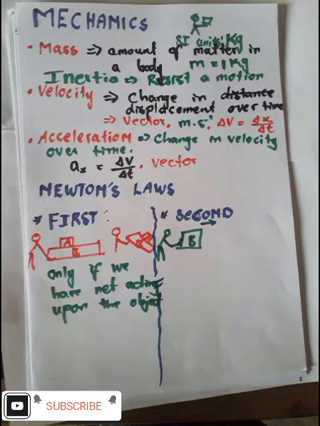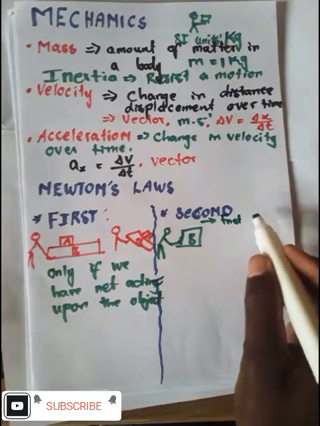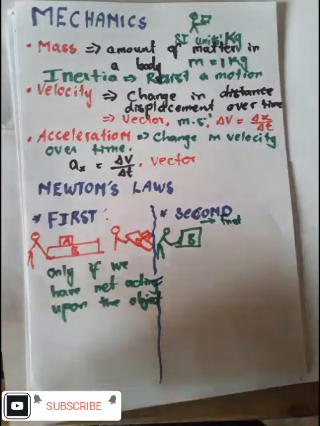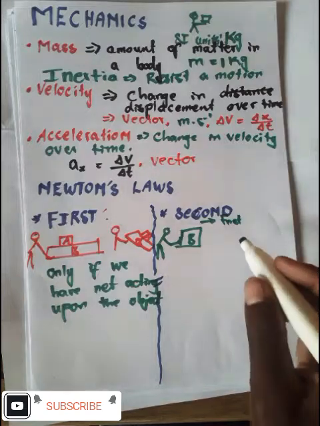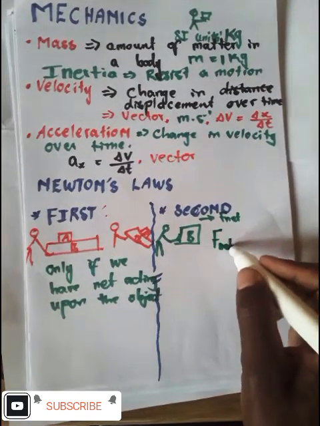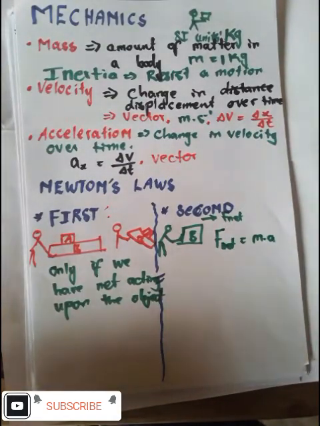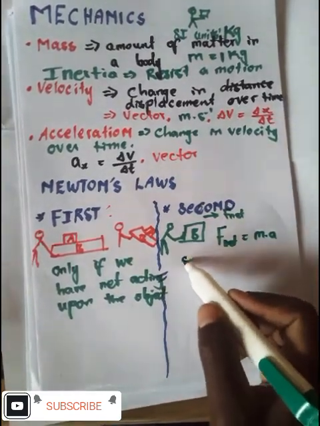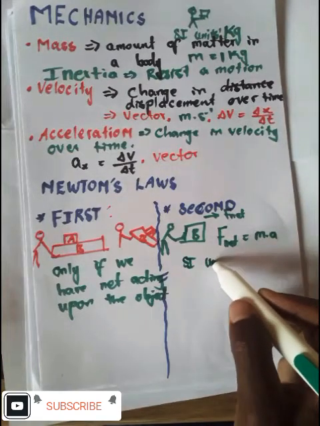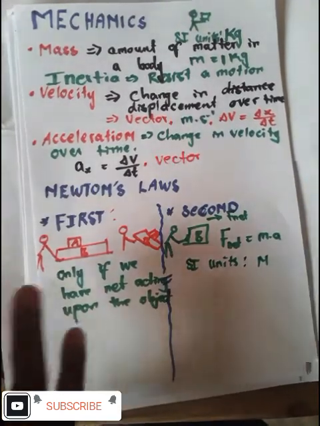So that means if a net force is acting on an object, the object will move in the direction of the net force. If you are applying a force to this side, the object will move to that side. That's where this formula came from: net force is equal to ma, where a stands for acceleration and m stands for mass. The SI unit for force is the Newton, N. So that's Newton's second law.